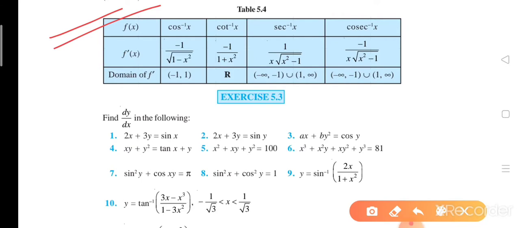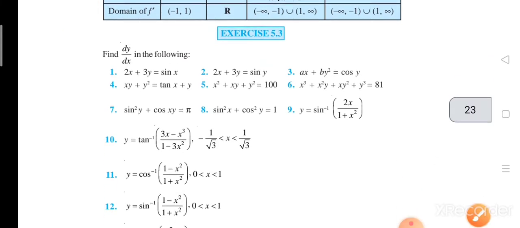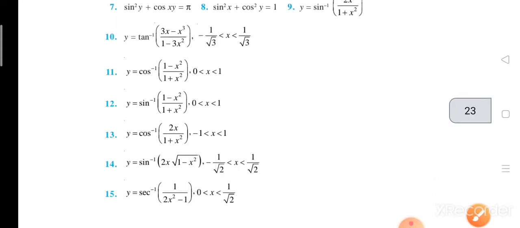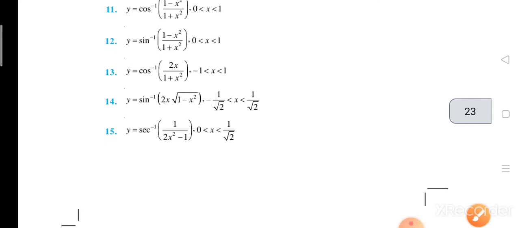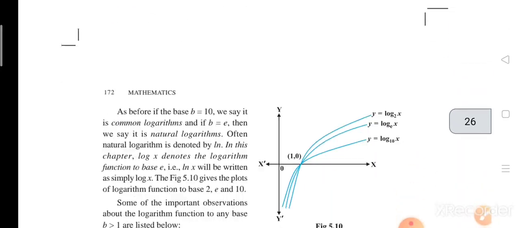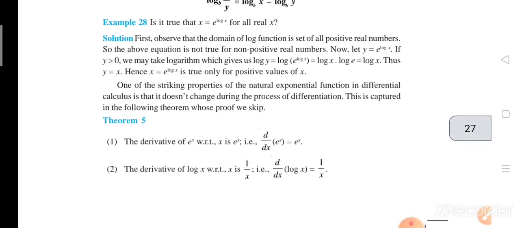Here sin inverse is not given, tan inverse is not given. ये आपको और extra add करना है. So from this exercise, question number we have 4, 9, 11, 12, question number 14 and 15. These are important problems. Now this exercise, logarithm based problem.